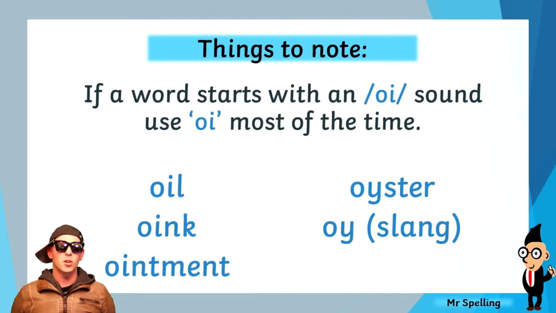Now, you might also be asking, what do you do if you hear an oi sound at the start of the word? Most of the time, an oi sound at the start of the word will be spelt with the letters O-I, like in the words oil, oink, and ointment. But sometimes you do get the oi sound spelt O-Y at the start of the word, like in the words oyster, and in the word oy, which is a slang word to get people's attention.